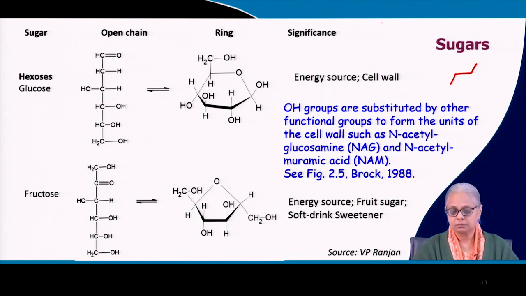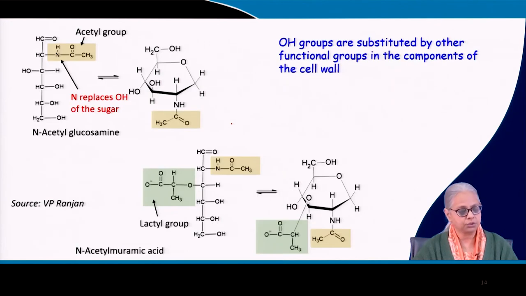And it's not only an energy source, but it's also a major component of the cell wall. And I'll show you something more about that in the next slide. So these OH groups at the C2 position are substituted by other functional groups. The cell wall is made out of what we call derivatives of glucose. So you have N-acetyl glucosamine and you have N-acetyl muramic acid. This is the ring form, and at the C2 position, the OH group has been replaced by this particular group. N replaces OH of the sugar and you have this attachment. So you have the acetyl glucosamine functional group attached to nitrogen. This is one of the building blocks of the cell wall.